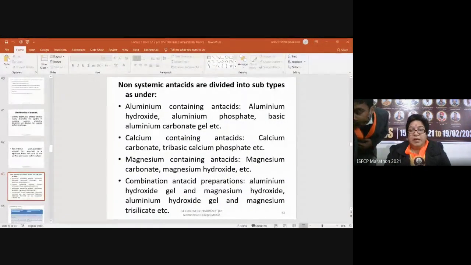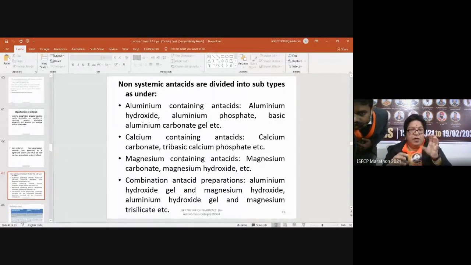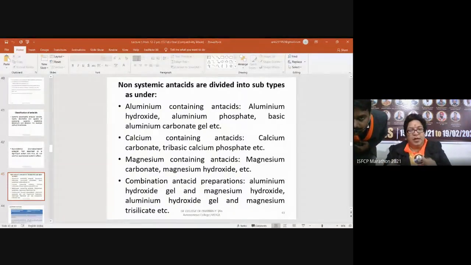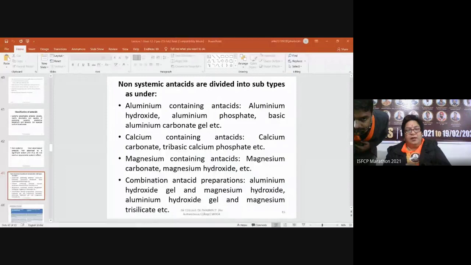Like if we take a combination of these two, like aluminum hydroxide and magnesium hydroxide along with magnesium trisilicate. See, if the aluminum antacid is causing constipation, and side by side you are taking magnesium antacid, what will they cause? They will antagonize each other. If one causes constipation, the other will cause diarrhea. So what will happen? Constipation plus diarrhea.